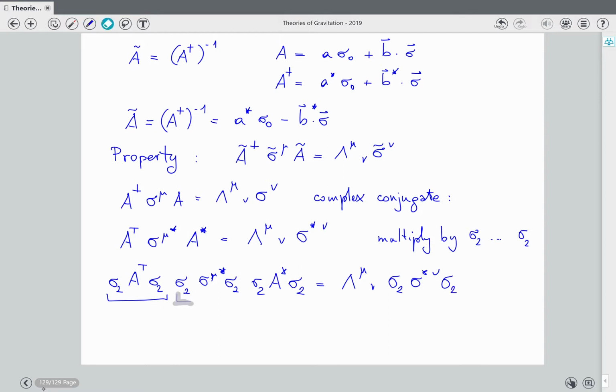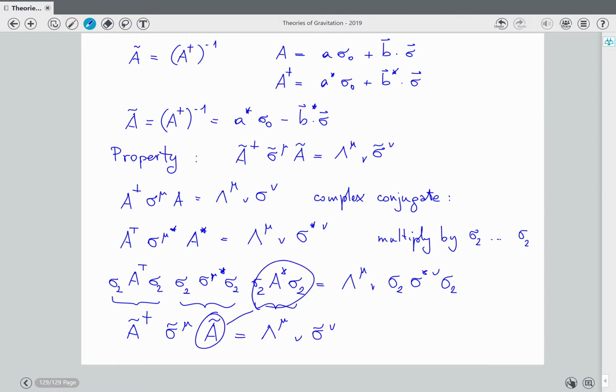So that goes into the right identity if this is A tilde dagger. This is, we know, sigma tilde mu. This is A tilde, because then we have lambda mu nu sigma tilde nu. So we just need to show this actually, because the other one will be the same. A tilde is equal to sigma 2 A star sigma 2.